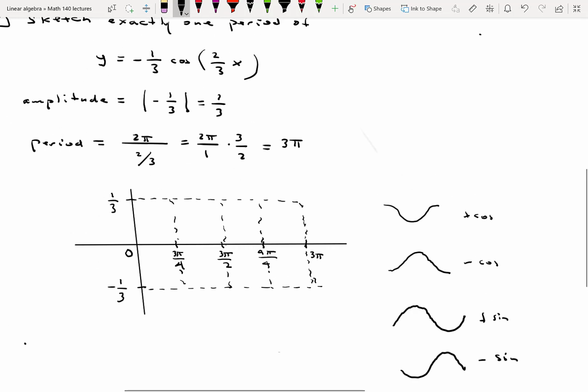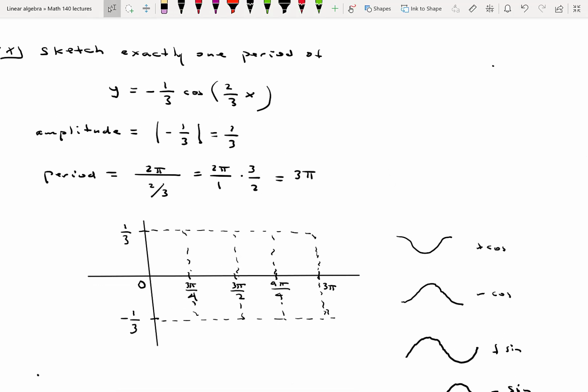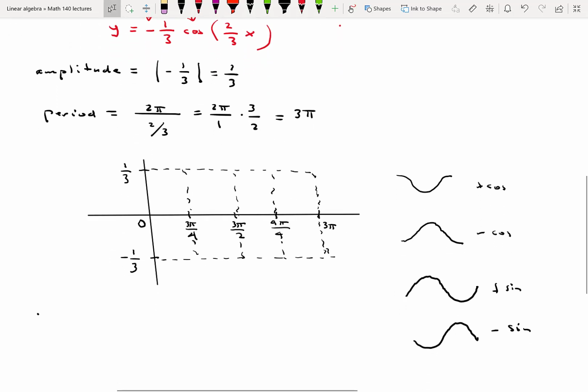So how do we know what graph we're going to get? Well, look at our original function. Our original function was -1/3 cosine 2/3 x. That is an upside down cosine, because of the minus. So we know what our graph is going to look like. We know that our graph is going to look exactly like the upside down cosine. And all we have to do is fit that into this box with 4 compartments.